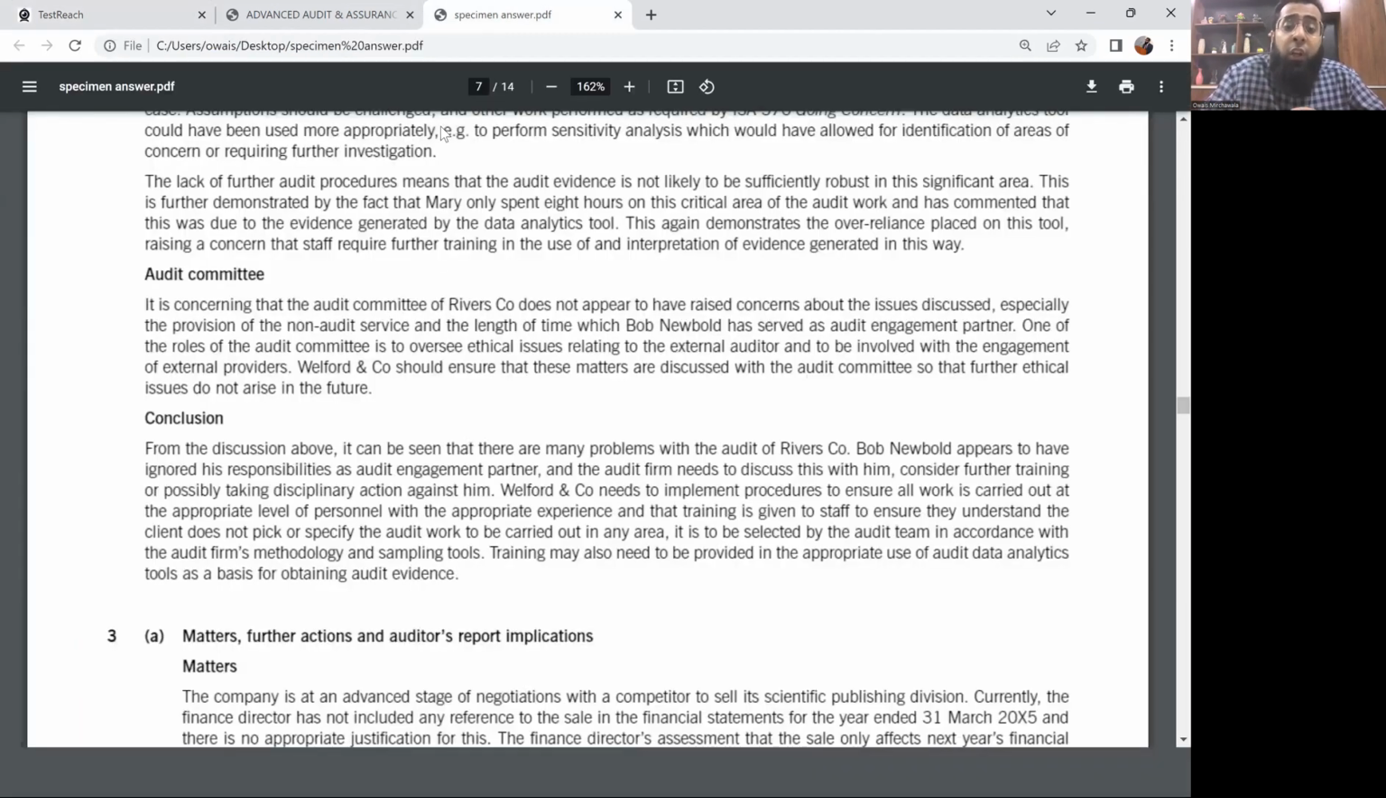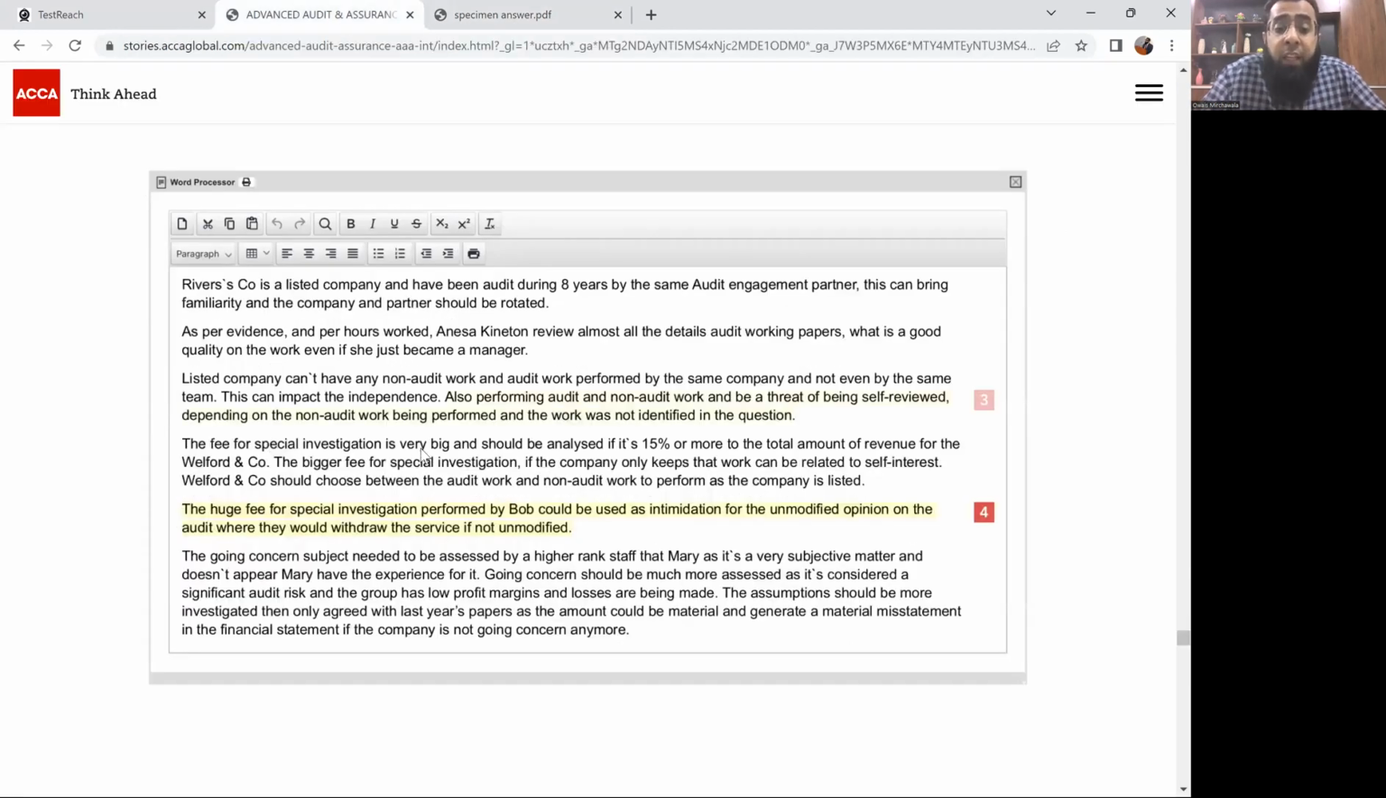So if you look at his answer, it is not very well drafted. "The fees for special investigation is very big and should be analyzed if it is 15% or more of the total revenue of the company. The bigger fees for special investigation, if the only company keeps that work, can be related to self-interest."